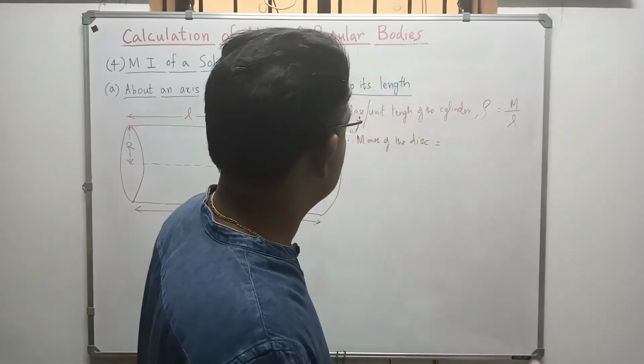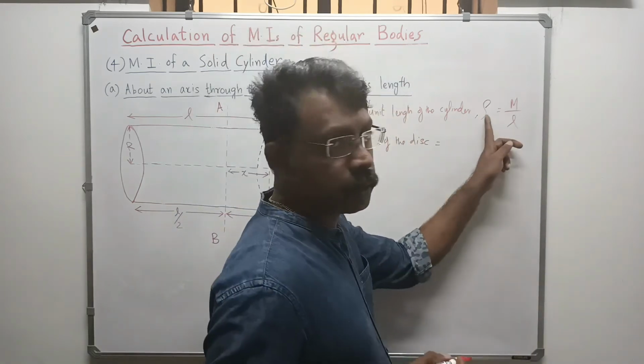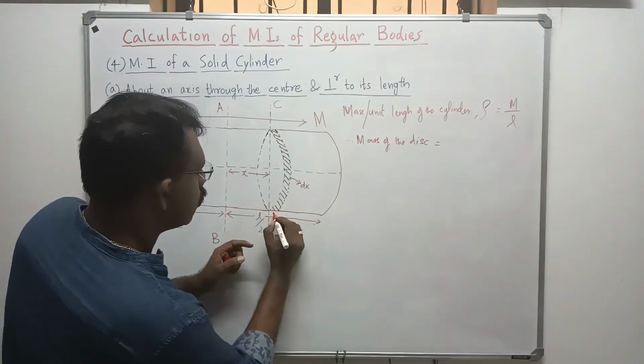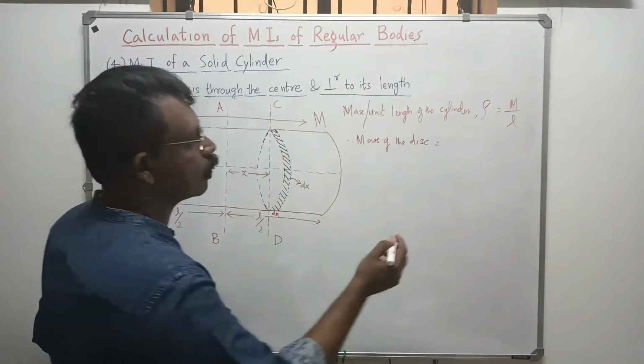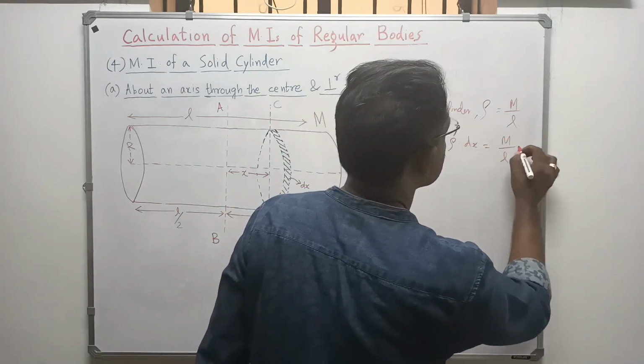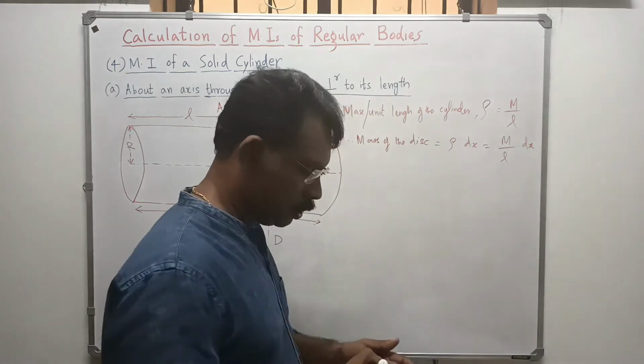Okay, the mass of the disk is the mass per unit length times the length of this disk, which is nothing but dx. So I can write rho into dx, which can be written as m by L into dx. So this is the mass of the disk.